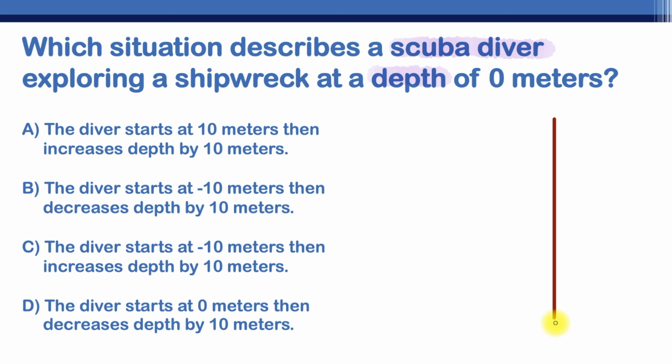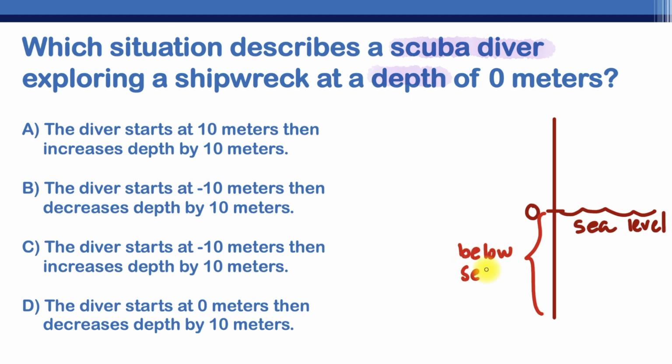we normally use a vertical number line. And on the number line, we have some very important values. We've got 0, and 0 represents what you call sea level. Any values below 0 represent anything below sea level, basically anything underwater, which is exactly where a scuba diver should be. And anything above 0 represents anything above sea level, maybe like a bird or the top of a mountain.